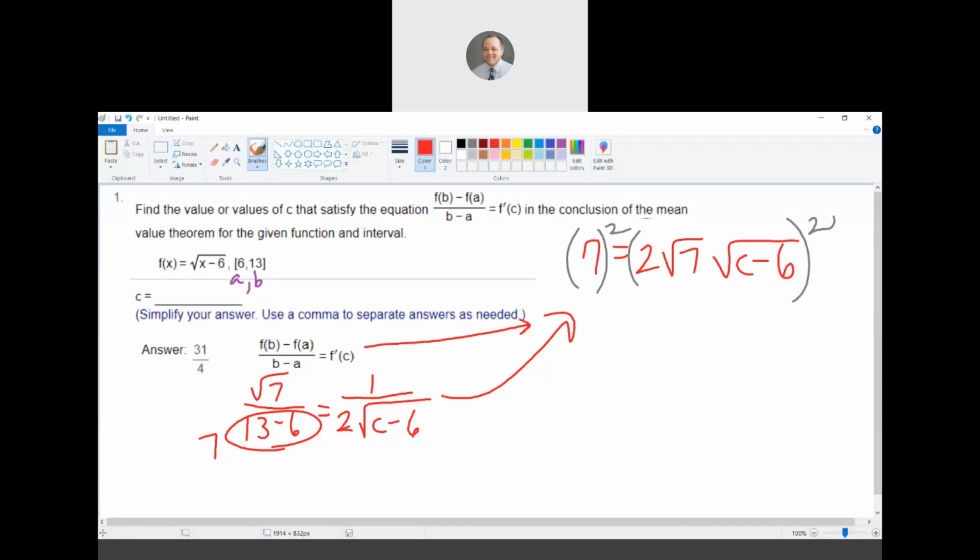All right, so 7 squared is 49. 2 squared is 4. And the square root of 7 squared is just plain old 7. So that would just be 28. And the square root of c minus 6 squared is just c minus 6.